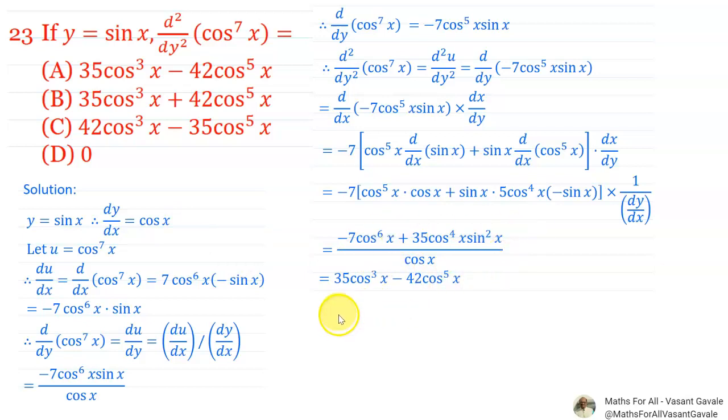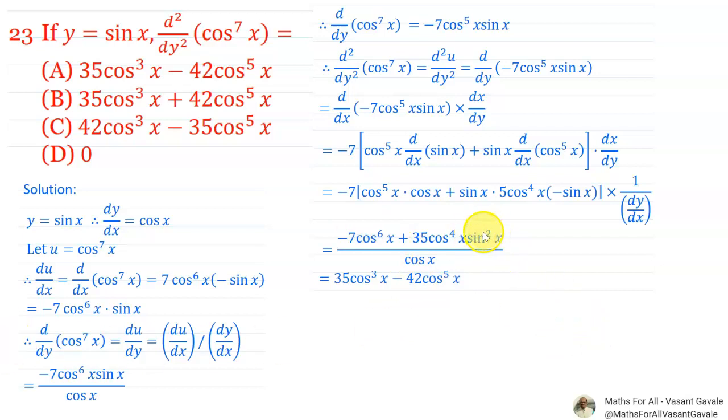Then you will get here minus, that is -7 cos of x raised to 6 plus 35 cos of x raised to 4 into sin square x. याला cos x ने डिवाइड केला. Then you will get here cos x cancel आणि हे टर्म आपण इथे लिहिलंय, that is 35 cos cube x minus 42 cos of x raised to 5.